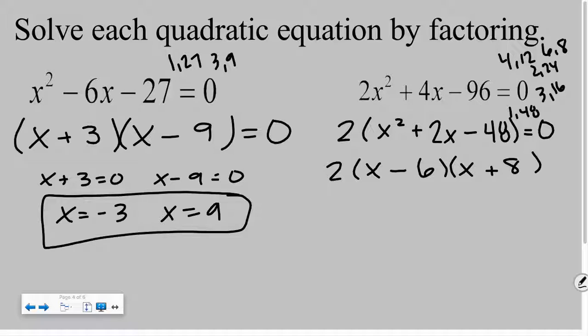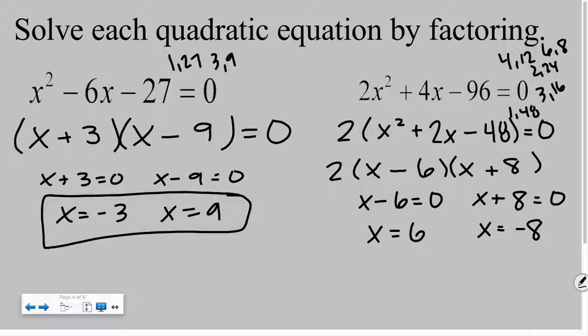Yes, Katie? Would it work if you put it as 2x plus 8 and then x minus 6? Like, switch the numbers around and the signs. Is that what you're asking me? Yes, you can write it that way too. Alright, so then once it's factored, take what's on the inside, x minus 6, and set it equal to 0. x plus 8 equals 0. So add 6 over and you get a positive 6. Subtract 8 over and then you get negative 8. The 2, good question.